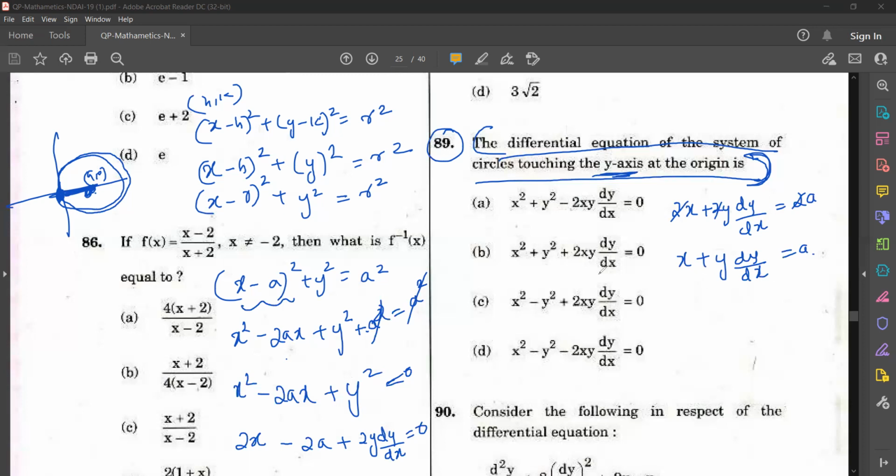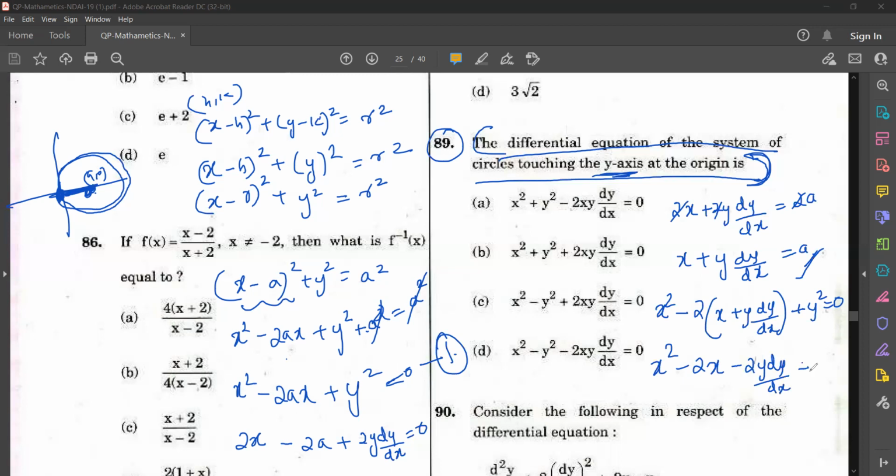Now what I'm going to do is, I need an equation which has only x and y. So I'm going to substitute for a in my first equation, the equation that we differentiated. So it is x square minus 2a, which is x plus y dy by dx, plus y square equal to 0. So that is x square minus 2x into x plus y dy by dx, plus y square equal to 0.